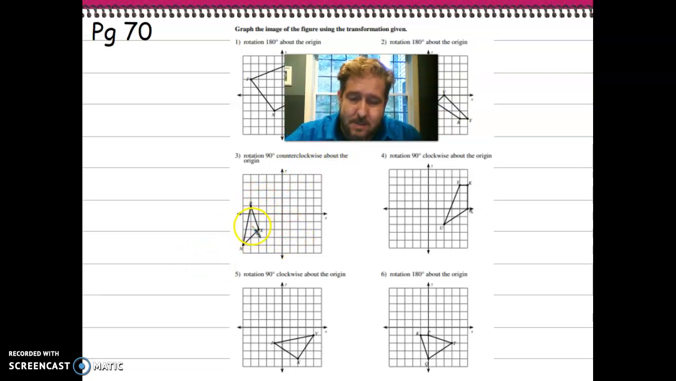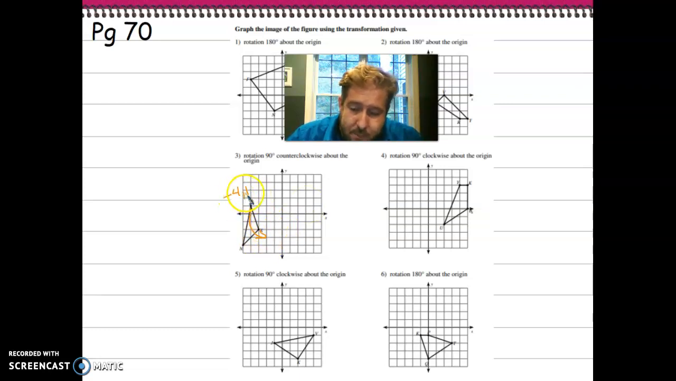So 90 degrees, anything 90 or 270, you're going to take the point and you're going to switch it. So this point right here is at negative 4, 1. So that's going to flip to 1, 4. Now, I need to think about where am I and where am I going to end up. So right now, I'm in the second quadrant. And if I take this point and I go 90 degrees counterclockwise, which is the opposite direction of a clock, I should end up in the third quadrant.